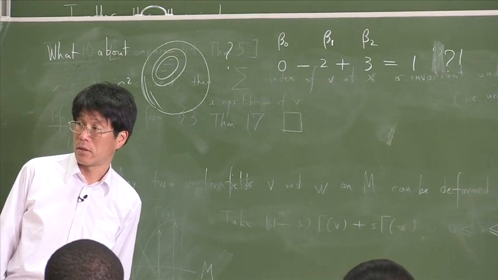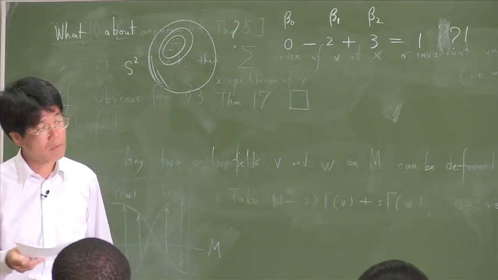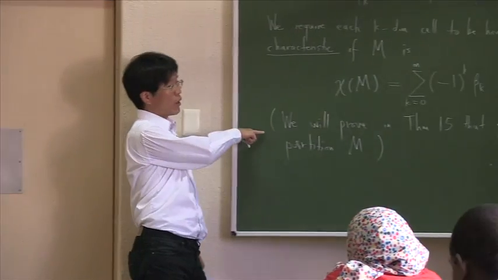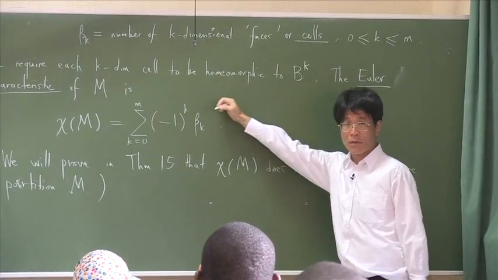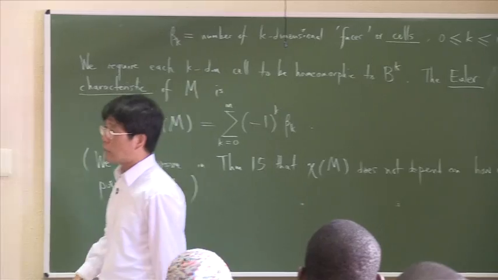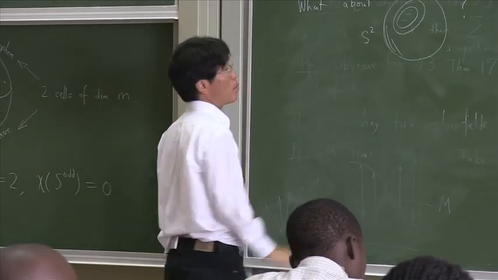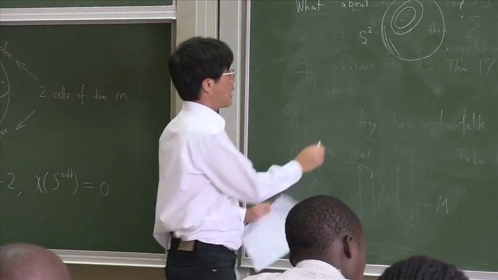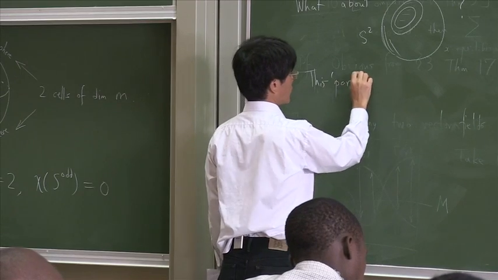So what's wrong here? We got the wrong answer, because we are forgetting this clause. Each of the faces, when you do this partitioning, each of the cells must be homeomorphic to the ball of the corresponding dimension. There are lots and lots of things wrong with this partition. This partition is illegal.